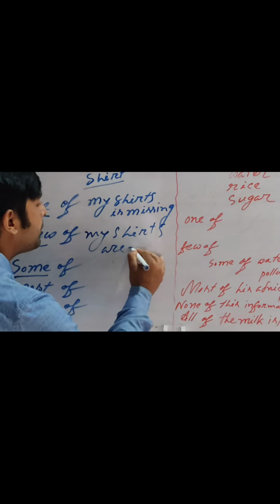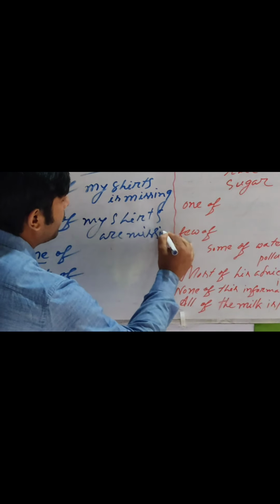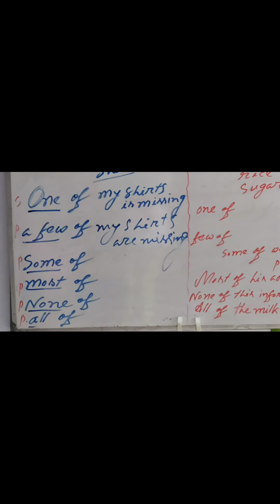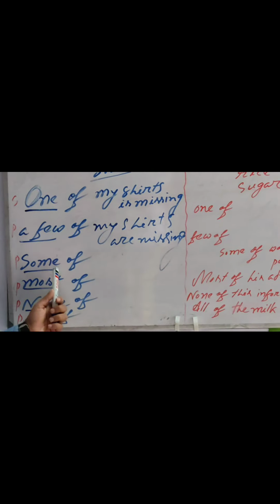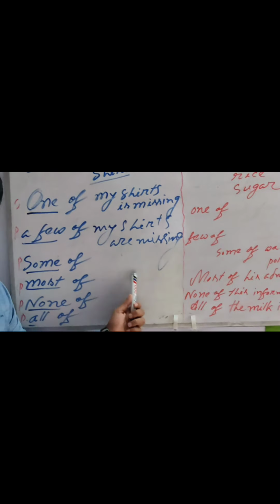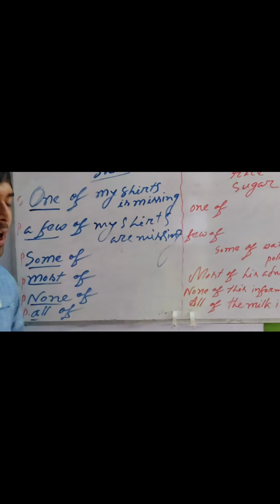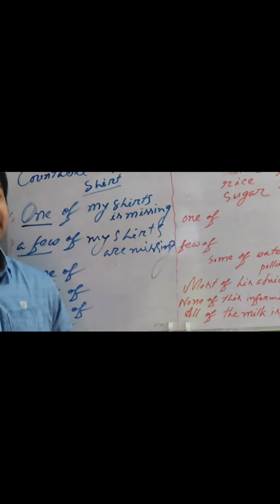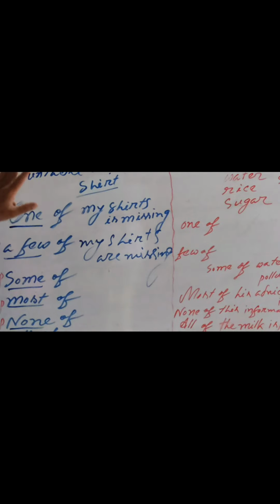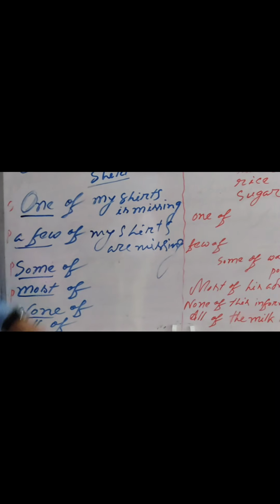You can note it down in your notebook if you like, to apply it more than once or to practice. Some of my shirts are missing, most of my shirts are missing, none of my shirts are missing, all of my shirts are missing. I hope you got the idea clearly about the countable noun.